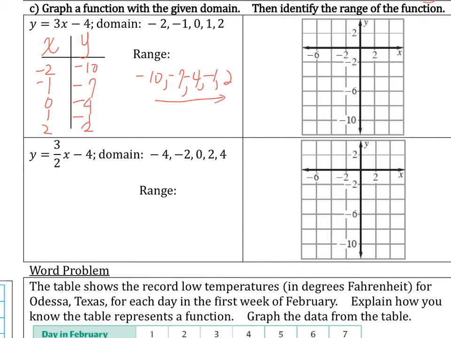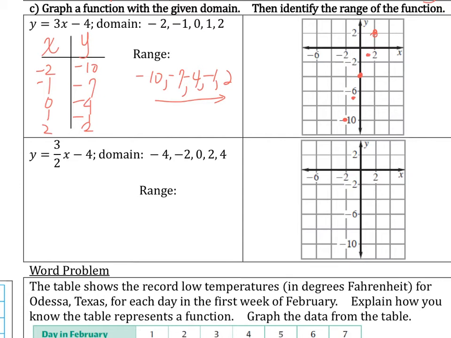Now I can graph the points. So -2, -10 goes here. -1, -7, about here. And then 0, -4, 1, -1, 2, 2. Now, for this lesson, you don't need to connect the dots, so just leave the graph like that.